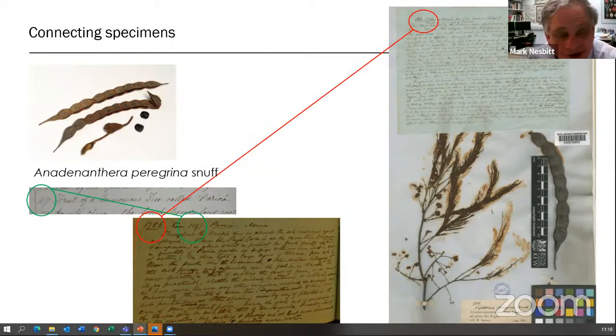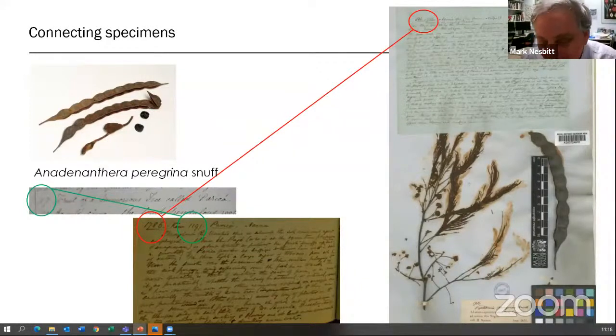Now, a big breakthrough here was realizing that the ethnobotany specimens, and this is a psychoactive snuff, so these beans here, had a number on. The herbarium specimens had a different number. If you look at the notes, you can find that the specimen number and the herbarium sheet number are cross-connected.